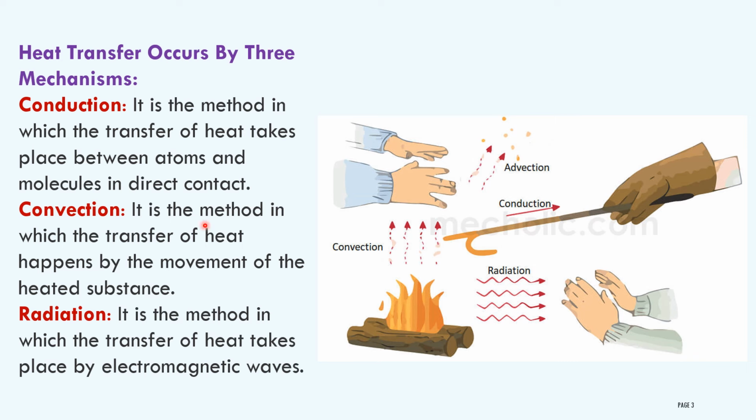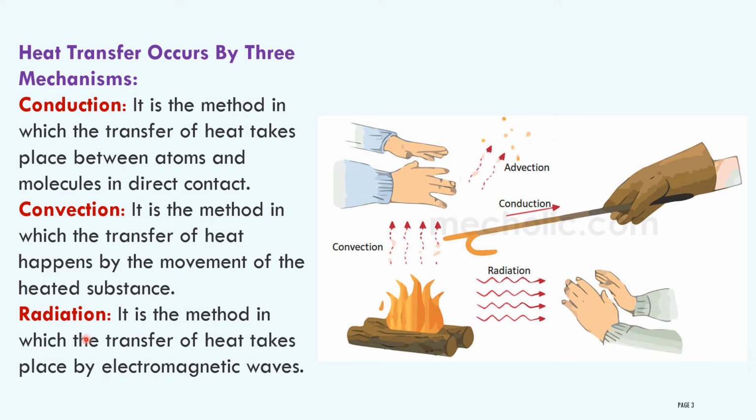Next one, convection. It is the method in which transfer of heat happens by the movement of the heated substance. Consider that near this fire you have hot air. Because of the presence of heat, the hot air moves up, and the cool air comes down. This process we call convection, because here you can observe the movement of the heated substance. Here hot air is the heated substance, it moves up, and the cold air moves down.